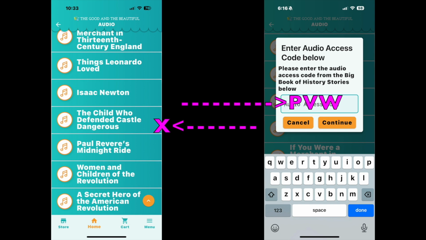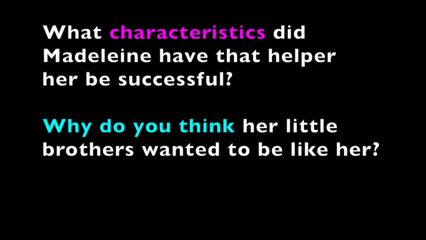PVW. And while you're listening to the story, think about what characteristics Madeline had that helped her to be successful? And why do you think her little brother wanted to be like her?